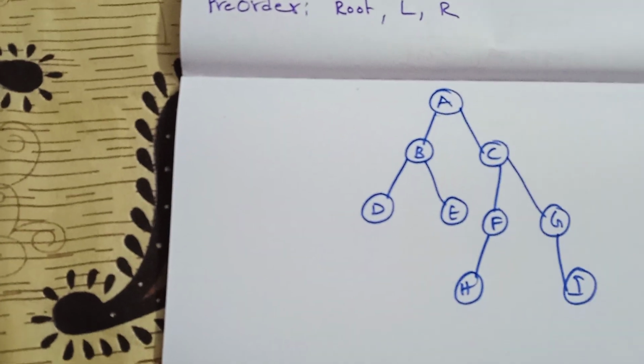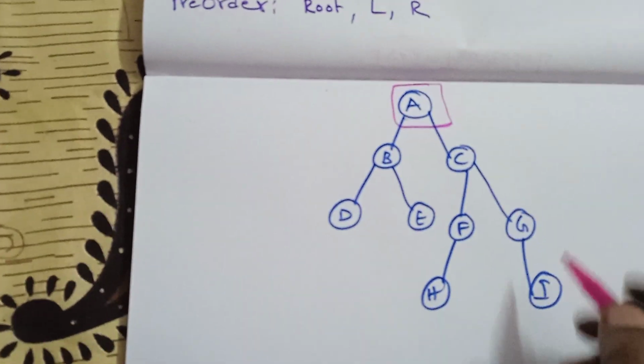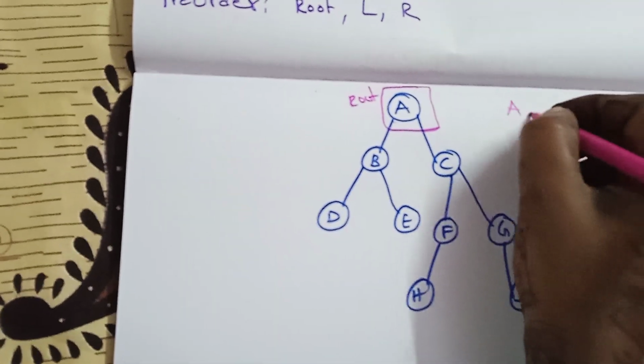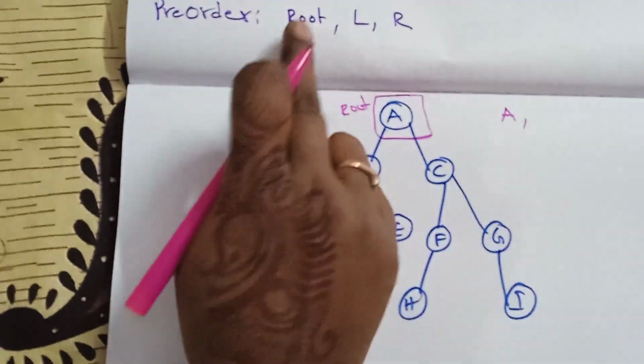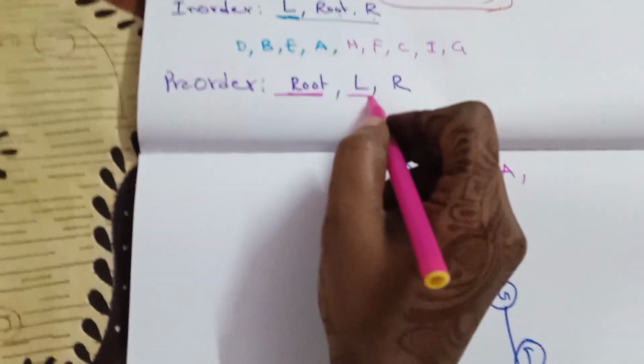Root node first of all. Root node is always the first node. Now that is what? A. This is the root node. So we'll visit A first of all. Then once we finish the root node, where will we go? Left side, or left node.